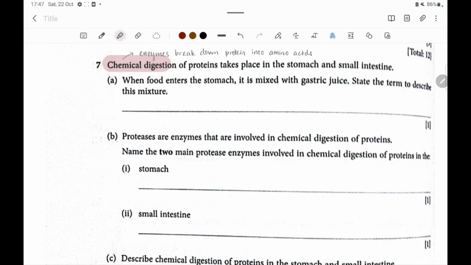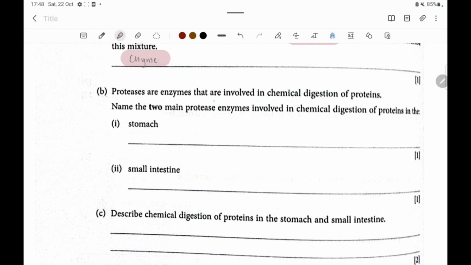When food enters the stomach, it is mixed with gastric juice. So, state the term to describe this mixture. So this one is food plus gastric juice. So this one we call it as chyme. Chyme. This one is an important word. Okay, B.